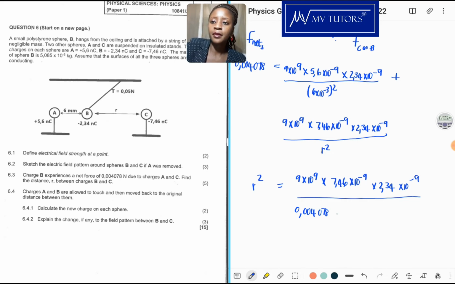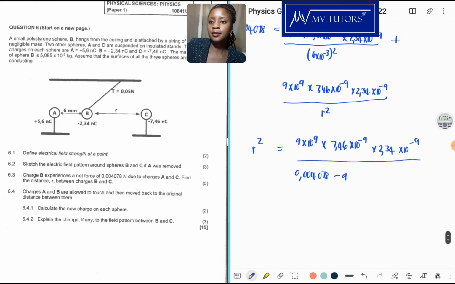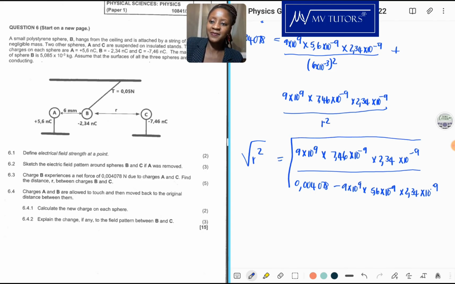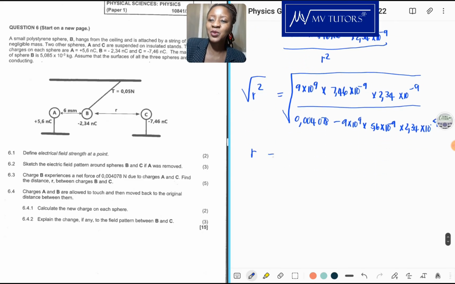0,004078 minus 9 times 10 to the 9 times 5,6 times 10 to the negative 9 times 2,34 times 10 to the negative 9. And to finally get r, we're going to have to put all of this in the calculator. Obviously, we're going to take the positive value of r.